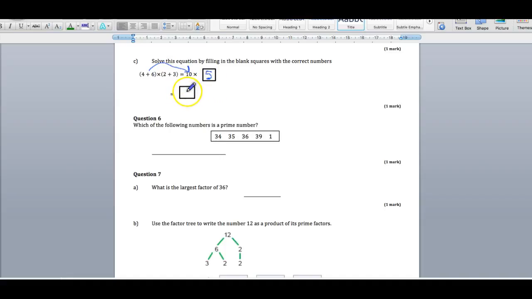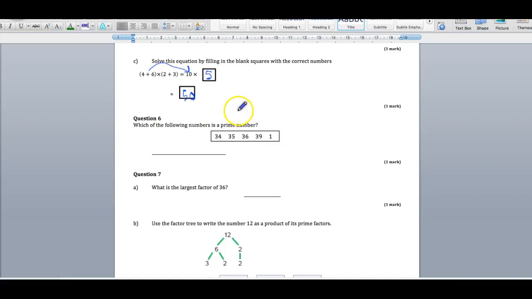And then 10 times 5 is 50. I did give some people, if they had a number here but then did it correctly, what we call consequential mark. So you would have got half a mark, but just a full mark if you had the 5 and the 50. All right, question 6.